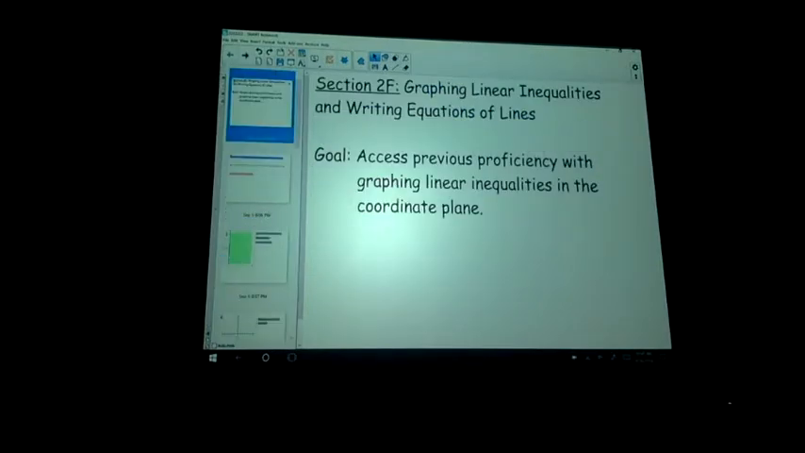All right, writing linear inequalities and equations of lines. So we're talking about greater than or less than as far as straight lines go, whether it's a dotted line, solid line, shaded on the top, bottom, left, right, in between, things like that.